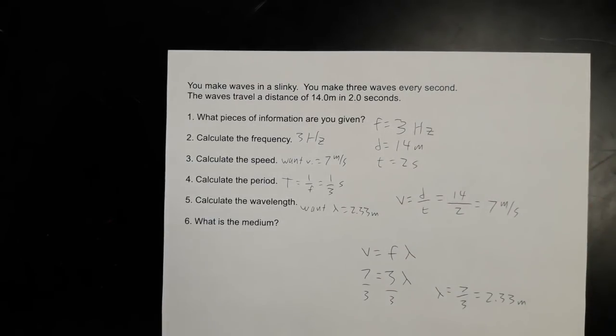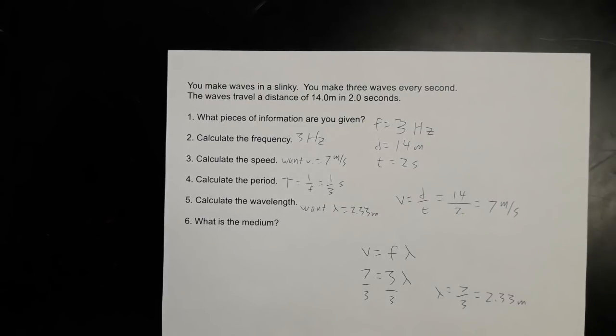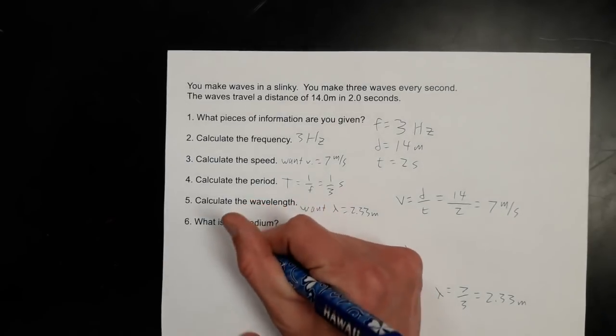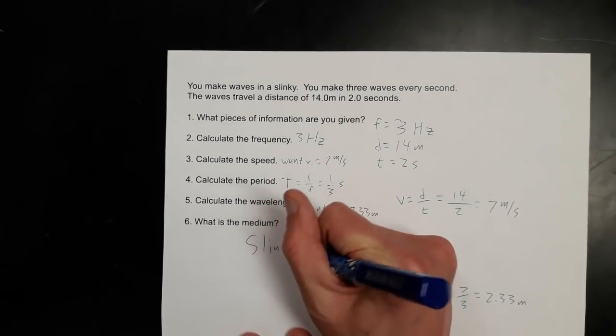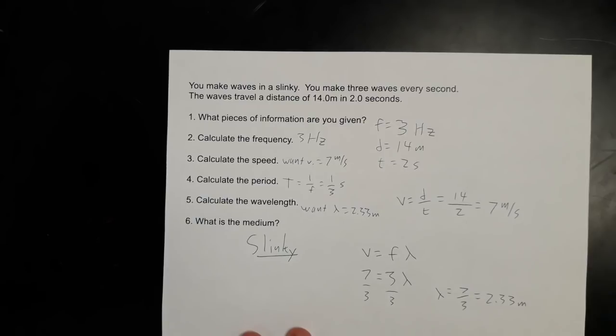Let's go back and read the question. You make waves in a slinky. So what's waving? It's the slinky. Now it's not you. You are the cause of the waves, but the medium, the thing that's actually doing the waving itself, that's bobbing around, is in fact the slinky. And that is the medium. All right, good luck.